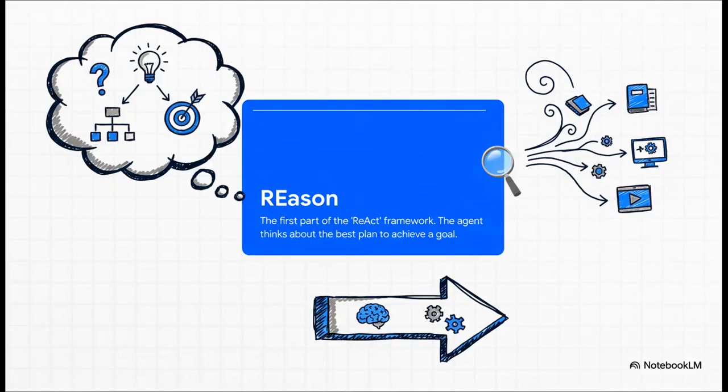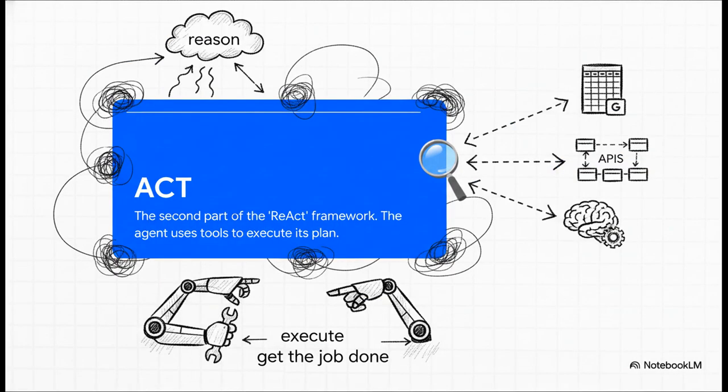So how does it do this? Well, that brings us back to that ReAct framework. The Re stands for reason. You give the agent a goal, and the first thing it does is just think. It strategizes. What's the best plan here? What tools do I need? And the second part? Act. Once it has a plan, it goes out and actually does it. It uses whatever tools it needs, APIs, Google Sheets, you name it, to execute its strategy. It reasons, then it acts.